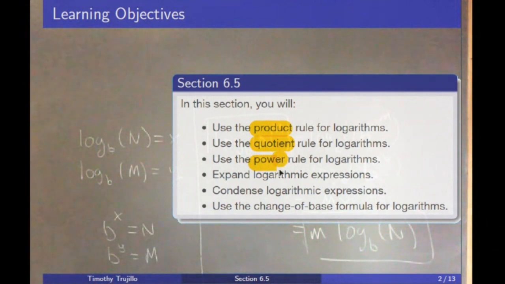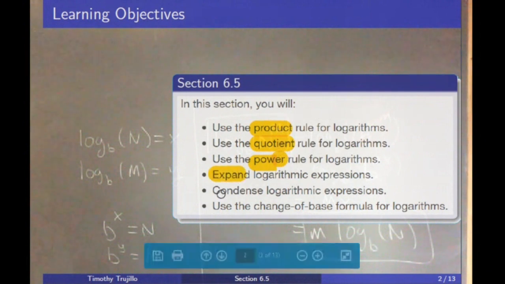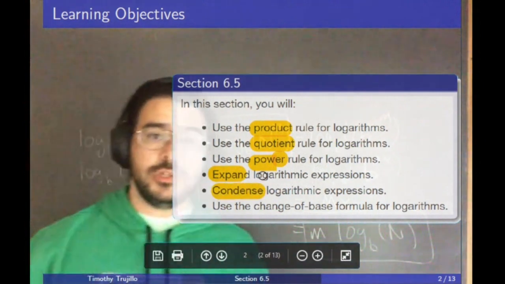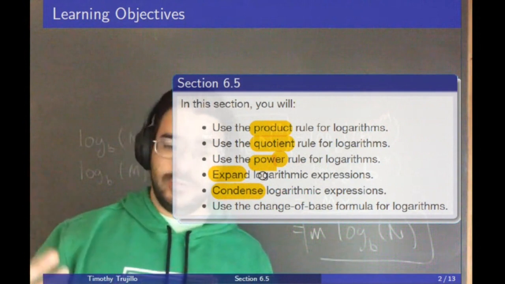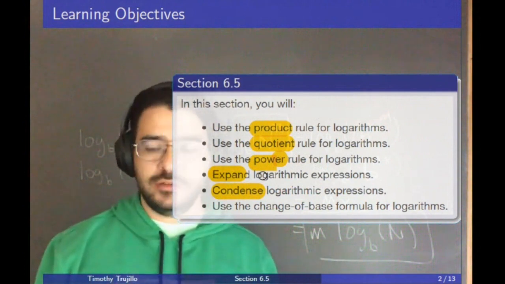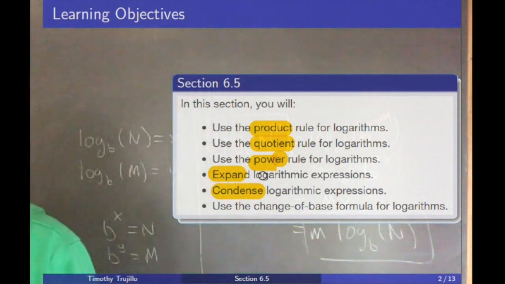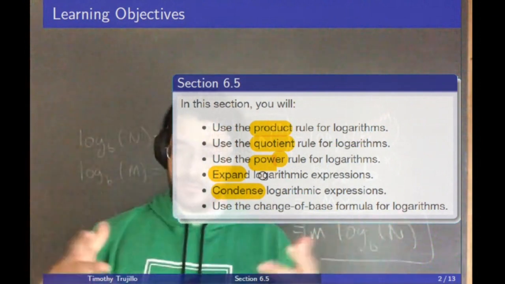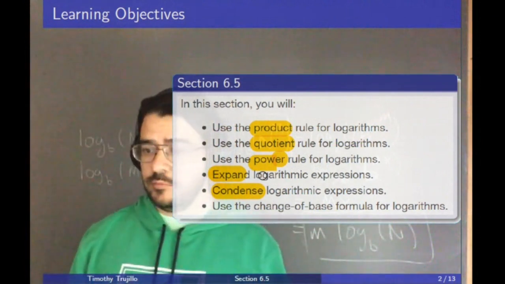Two main types of exercises go along with these properties when you're first learning how to do them: expanding and condensing logarithmic expressions. We're not even going to have equations yet, because an equation has an equal sign in it, and an expression doesn't necessarily have an equal sign. We're just going to be rewriting them using these properties.